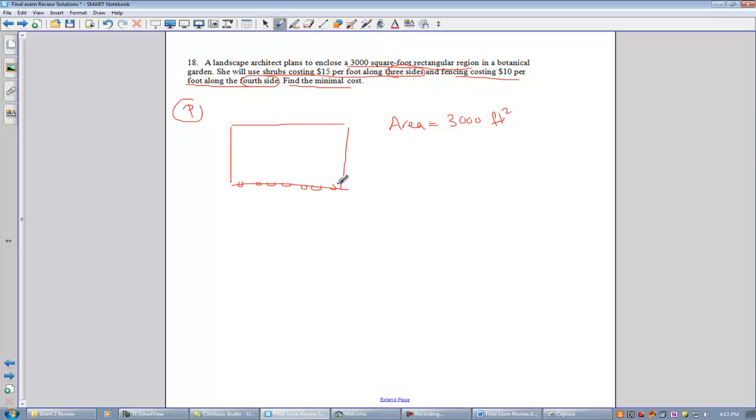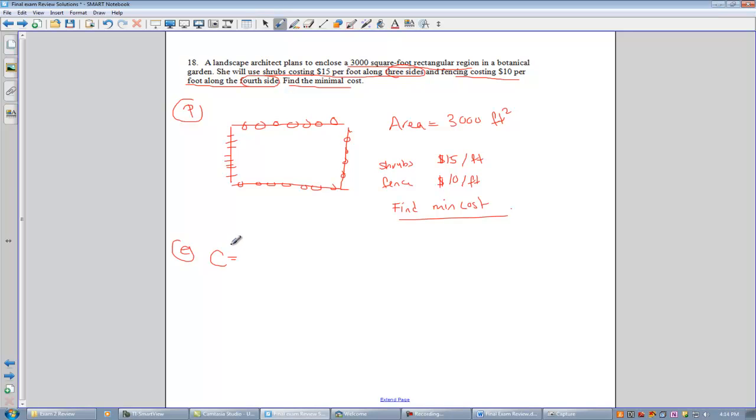So these are my shrubs. All right, my shrubs, they're $15 per foot. And then on my 4th side, I'm going to put a fence, and I know my fence is $10 per foot. And I want to find the min cost. Very important, because this is going to tell me my equation. It's not an area equation or a perimeter equation. It's a cost equation, because that's what I'm minimizing.